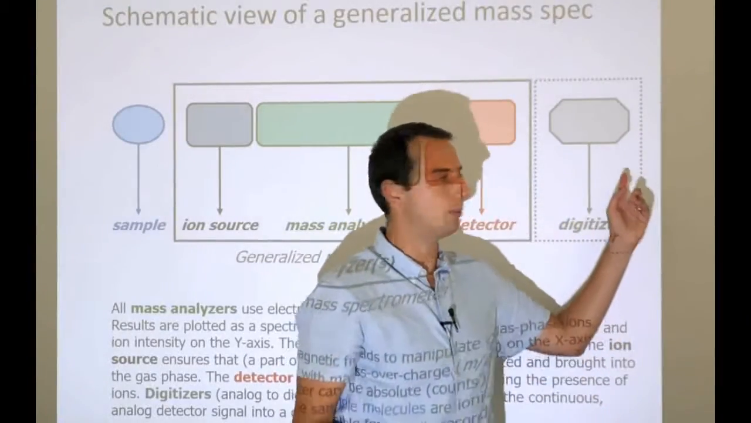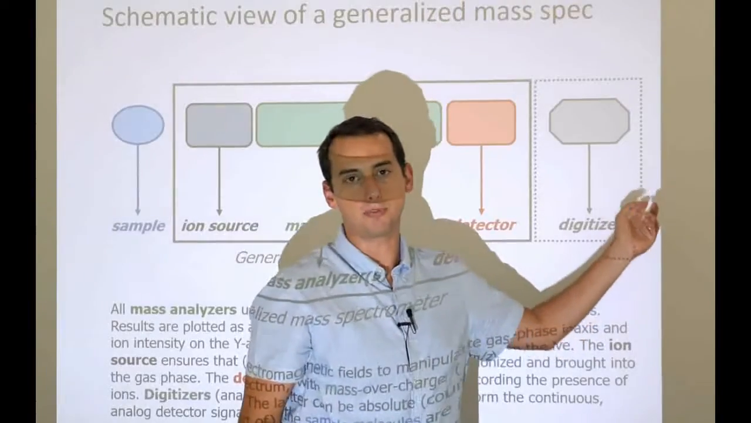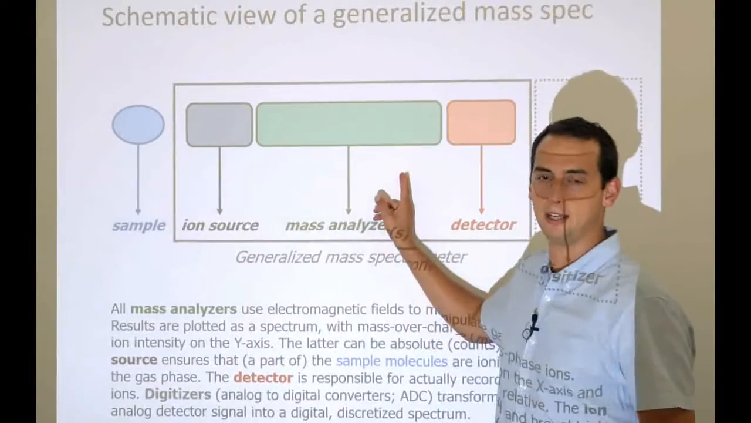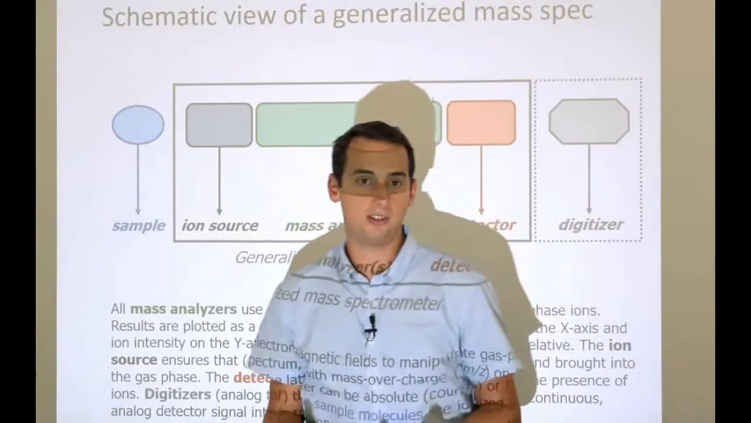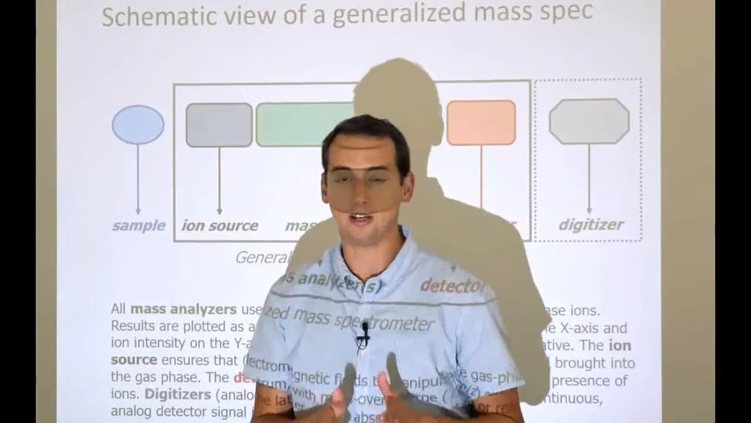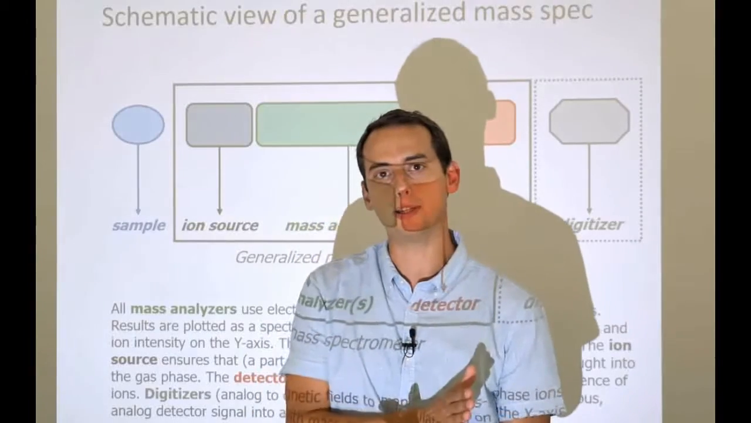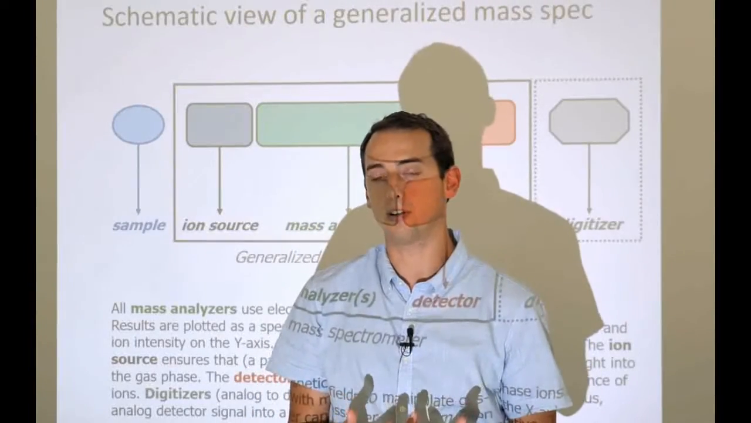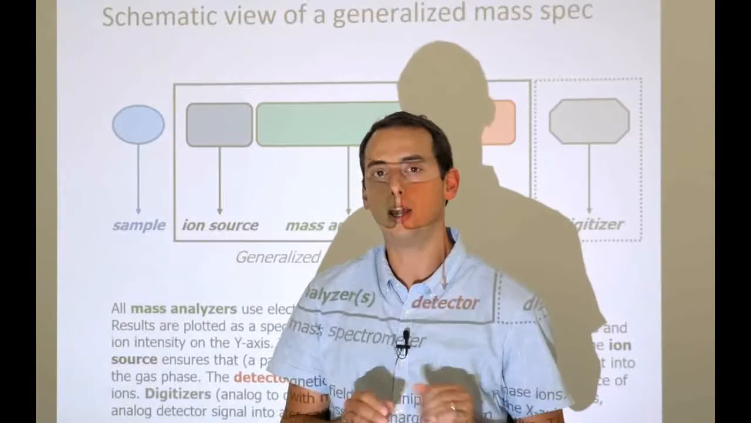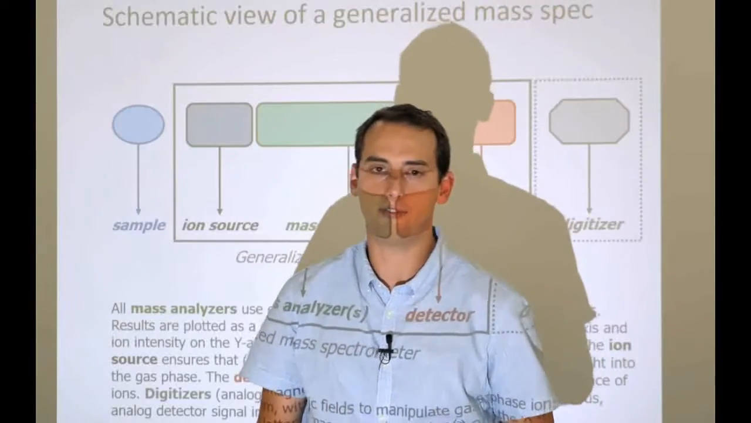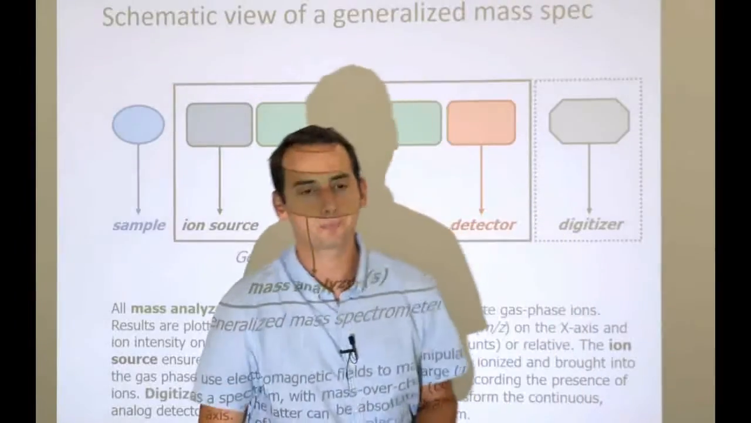Nowadays, these things have become so fast that the rate limiting steps for the resolution are actually here and no longer in the digitizer. So that's why it's important to know that a digitizer exists, that it takes an analog signal, chops it into small bits, and makes a digital or discrete signal out of this continuous signal, but that's about it. It doesn't really affect the instrument that much anymore.